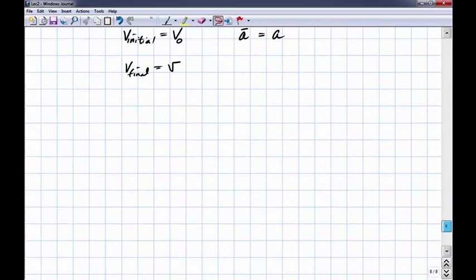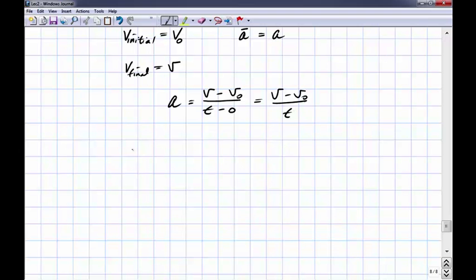So with that in mind, our equation now transforms into a equals v minus v0 divided by t minus 0. We can simplify that as v minus v0 divided by t, and now we're going to solve for v. If we solve for v, the equation becomes v equals v0 plus at. And I'd like for you to work out the algebra. If you have any issues, please raise those issues during class, and we will discuss how to resolve them.